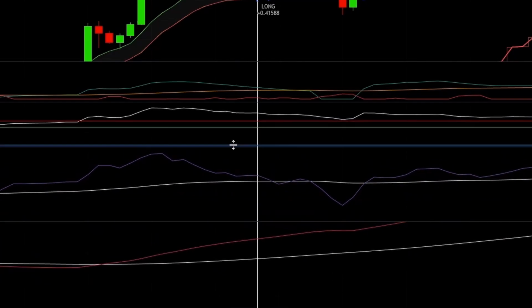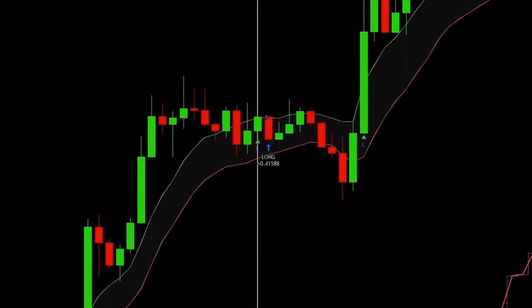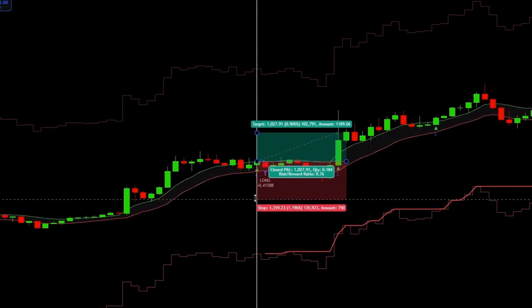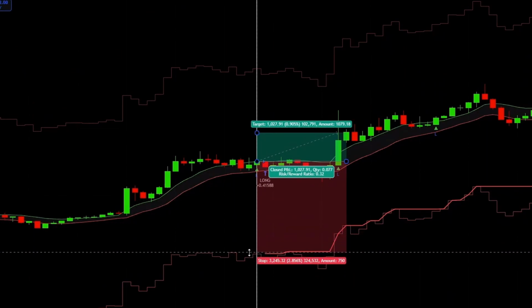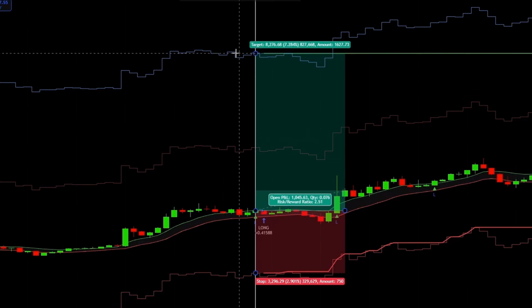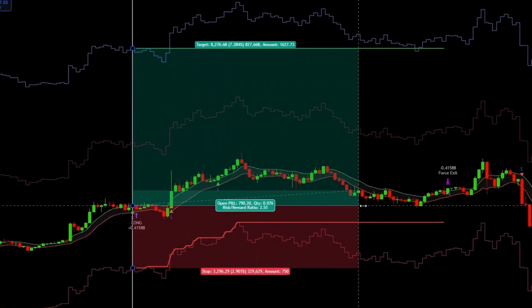So as you can see, all of those rules are met on this candle, which means we can enter at the close of the signal candle or at the open of the next candle. Now the stop loss will be placed at the lower red NNFX ATR line here, and the take profit at the upper blue NNFX ATR line right there. And let's see what happens this time.